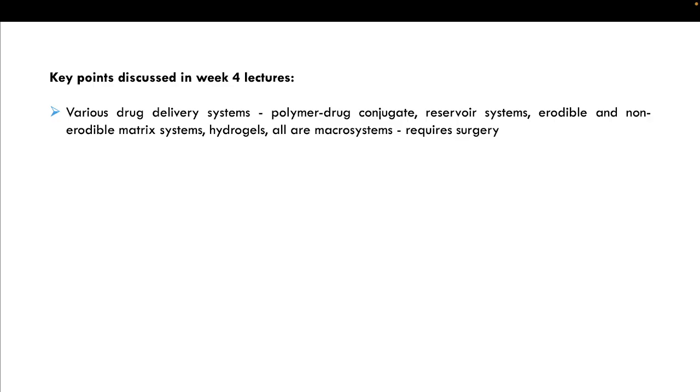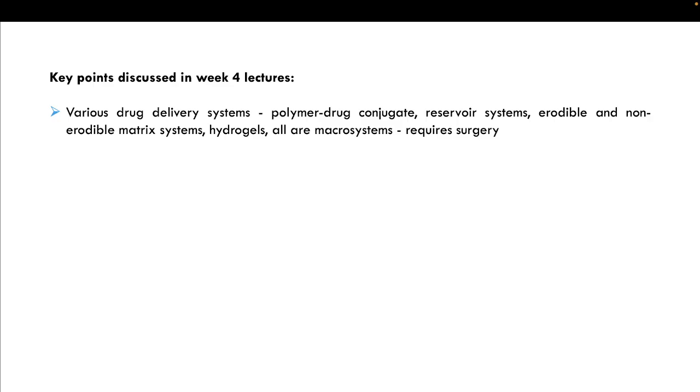So what you can do is encapsulate your drug inside these hydrogels, dry them up, and store them. Once you want to use them, you can inject these hydrogels into the patient's body, and then they'll swell. The pore size of these delivery systems will increase, and the drug will then flow out of these systems. That was another example.